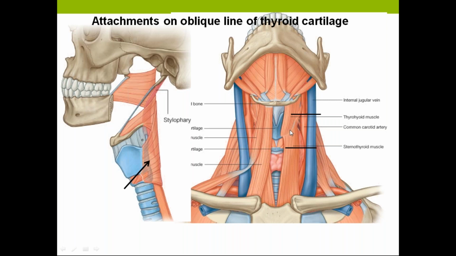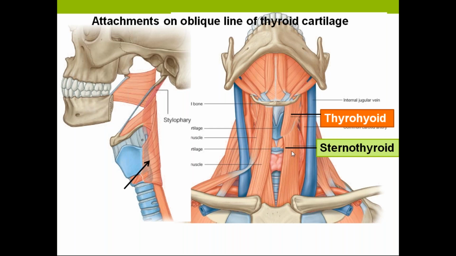Now, what are the muscles attached to the oblique line? The first muscle attached is the thyrohyoid. You can see the thyrohyoid muscle is attached to the oblique line. Next will be the sternothyroid. Actually, thyrohyoid is the upward continuation of the sternothyroid muscle. And the third muscle is the inferior constrictor muscle, which is attached to the oblique line. So on the oblique line there are three muscles attached: one is thyrohyoid, next is the sternothyroid, and next is the inferior constrictor muscle. I think you are clear about the attachment on the oblique line.